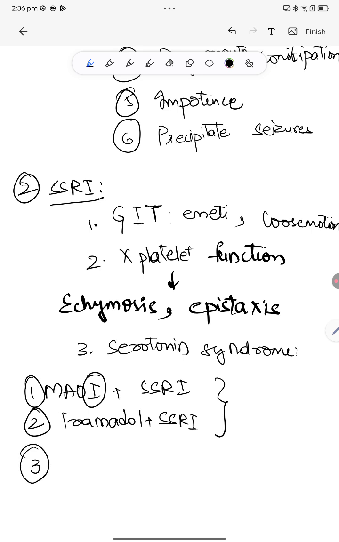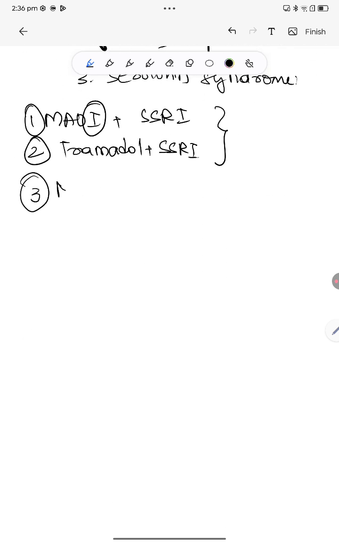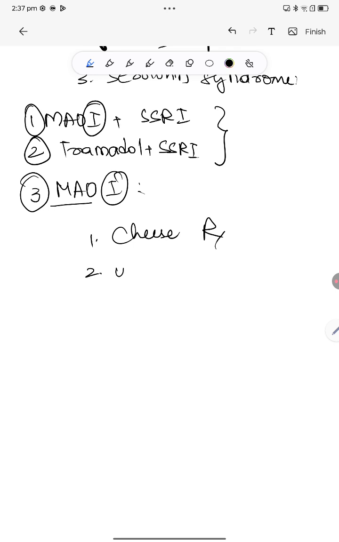Now, let us talk about the adverse effects of MAO inhibitors, which I have already discussed, which includes the cheese reaction. We are more bothered about the cheese reaction, and along with it, cardiovascular safety is established. Rarely, some small issues like insomnia can be seen.